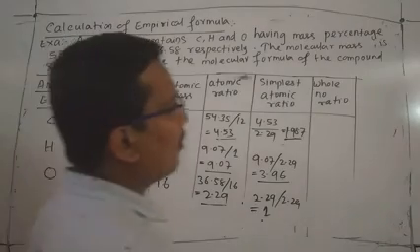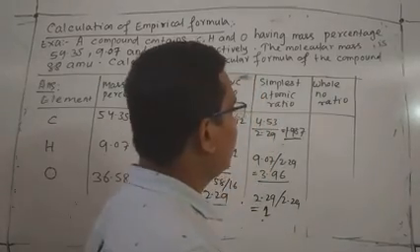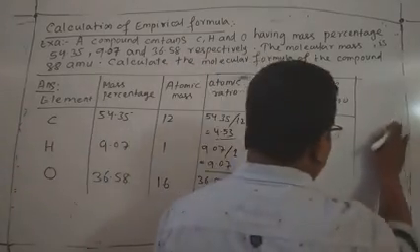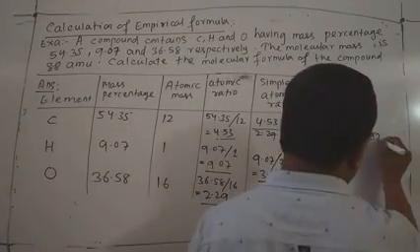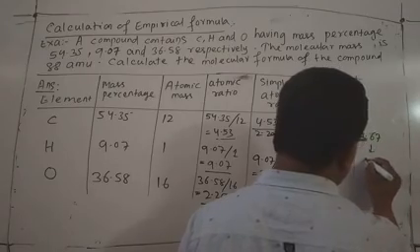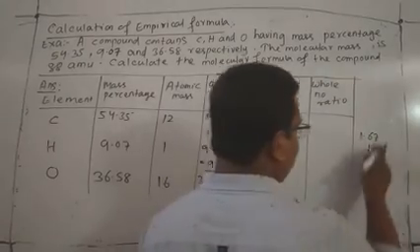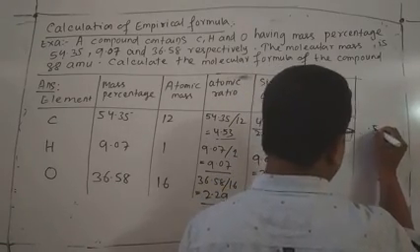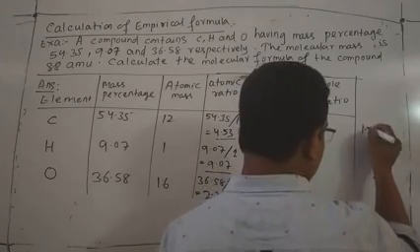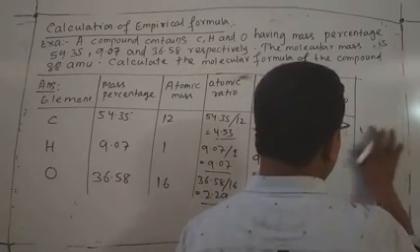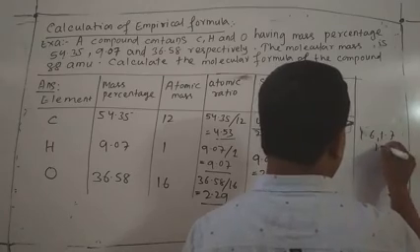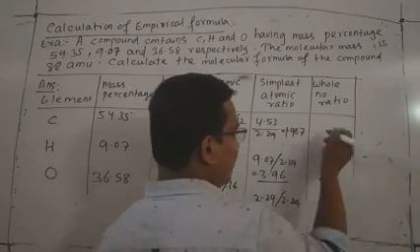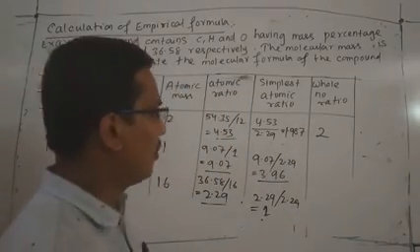Next is your whole number ratio. How can you calculate the whole number ratio? We know very well that 1.67 is rounded off to 2. Remember, if the value is more than 1.5, suppose the value is 1.6, 1.7, 1.8, like this, it is rounded up. Here 1.987 is rounded off as 2. 2 is the nearest whole number.